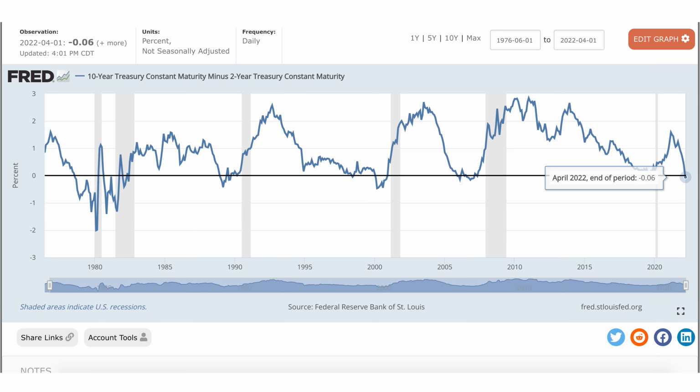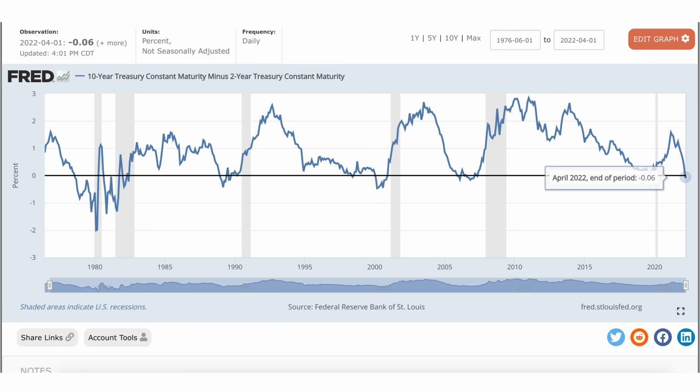So normally the 10-year bond will have a higher yield than the 2-year, so this graph will be positive. If it goes to 0, it essentially means the yield curve has flattened, and if it goes negative, meaning the 2-year bond has a higher yield than the 10-year bond, then essentially the curve has inverted. And historically, every single time that the 10-to-2 spread has gone negative, the US has gone into a recession in the next 12 to 24 months.